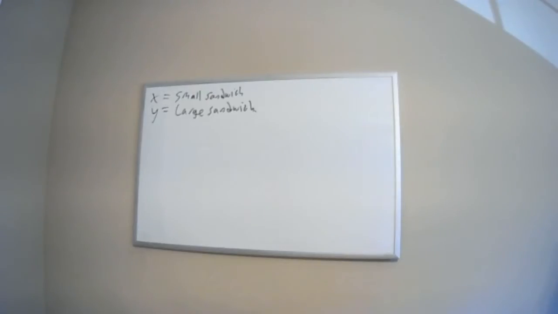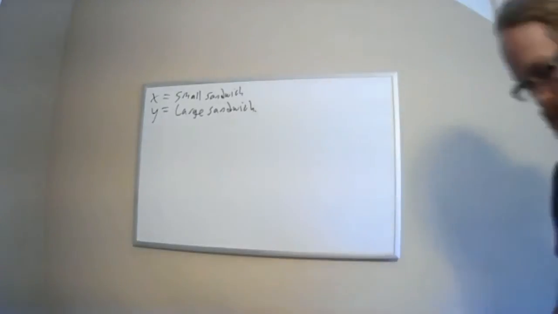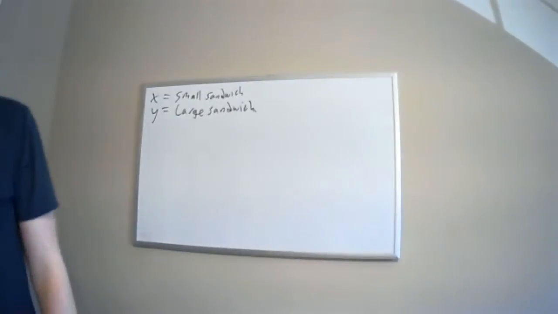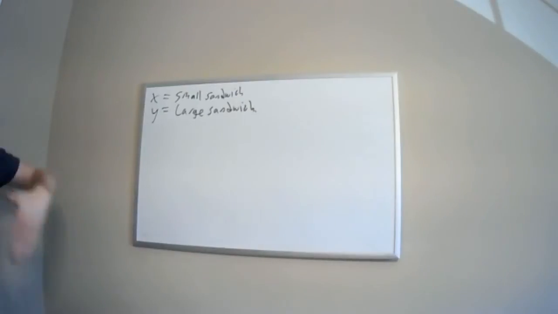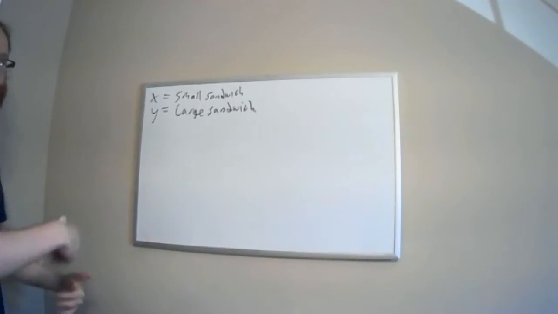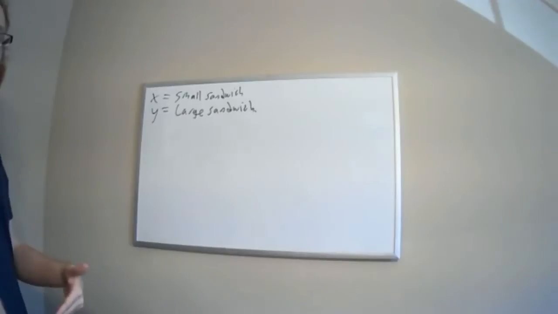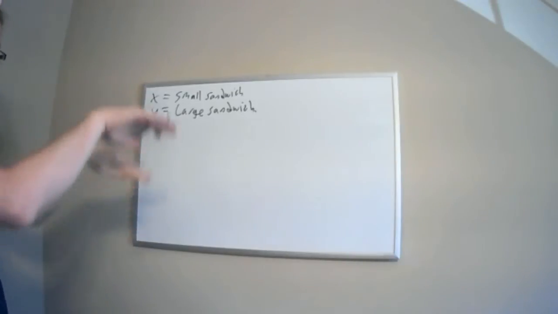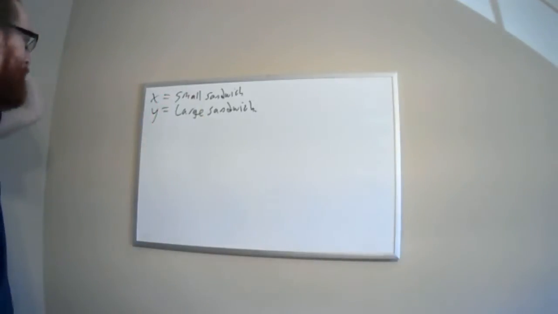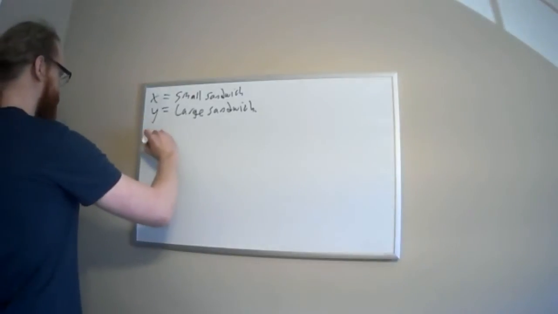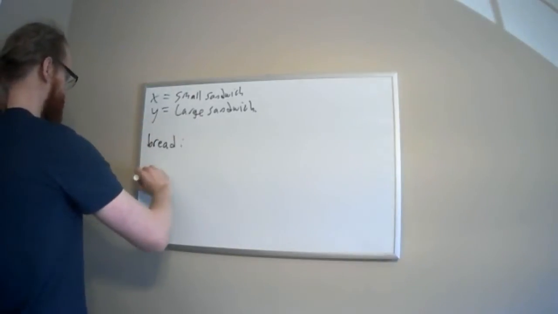I know how much bread or meat is needed for each type of sandwich, and I know how much bread and meat I have in total. So bread and meat are two different things. Maybe I can have an equation for each type of thing. I could have an equation that represents the amount of bread that I'm using, and an equation that represents the amount of meat that I'm using. Sort of split these two concepts apart. There's bread and there's meat. So let's have a bread equation. And let's have a meat equation.